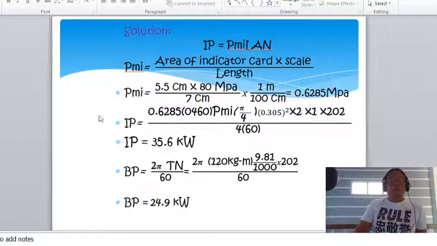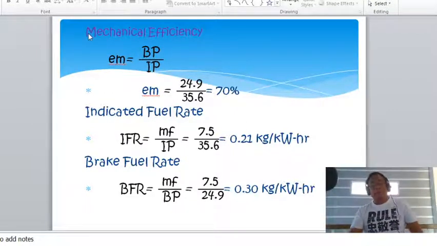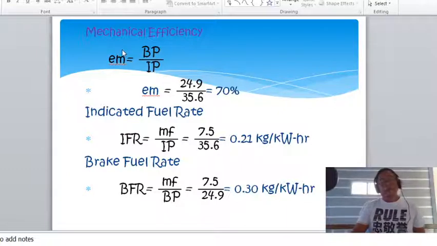So solving for the brake power. Since the torque is already known, and of course the speed of the engine, brake power now equals 24.9 kilowatts. Getting now the mechanical efficiency. From the definition, mechanical efficiency equals brake power over indicated power. Therefore, the mechanical efficiency now is 70%. So this is quite low.